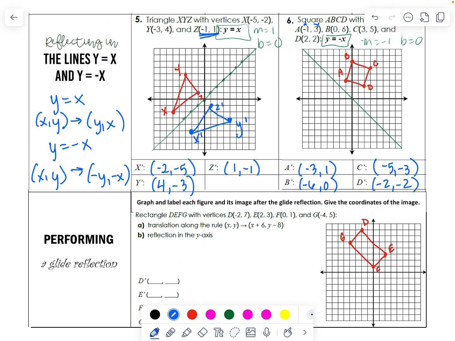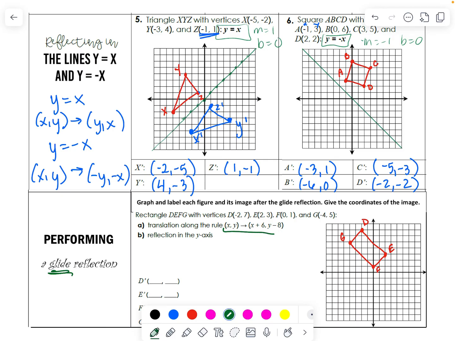All right, a glide reflection is just going to be one of our compositions we're going to talk about, where we do more than one thing, more than one transformation. We kind of saw this in our intro Desmos activity where we did a combination of things. So the first thing we're going to do here, we're going to kind of do like an in-between step. This is kind of where that glide aspect comes in. And we're going to use our translation rule.